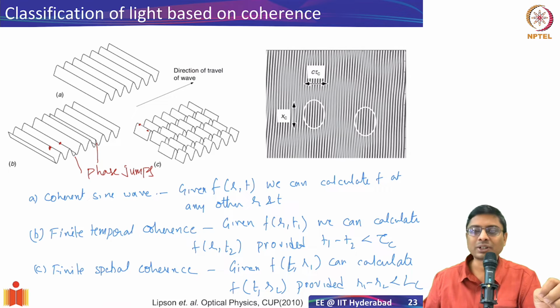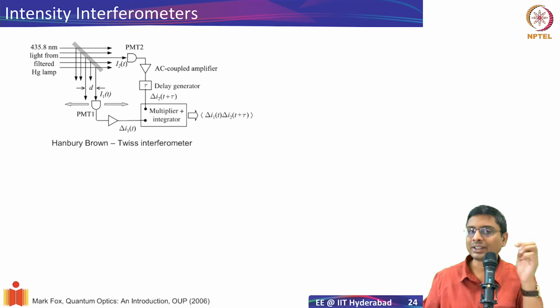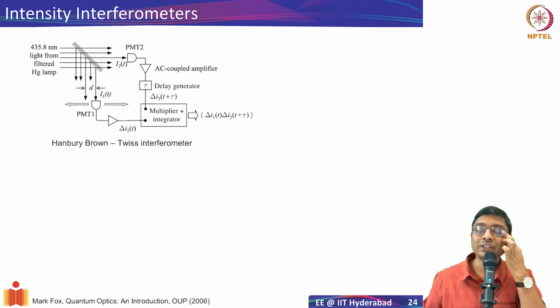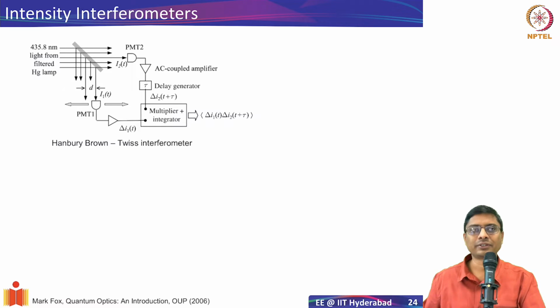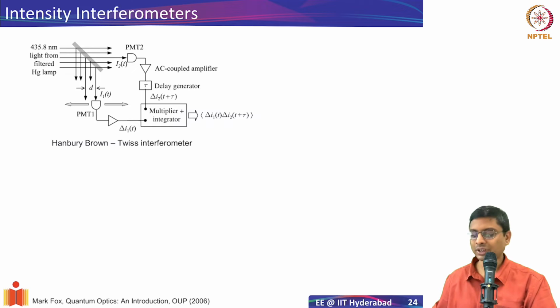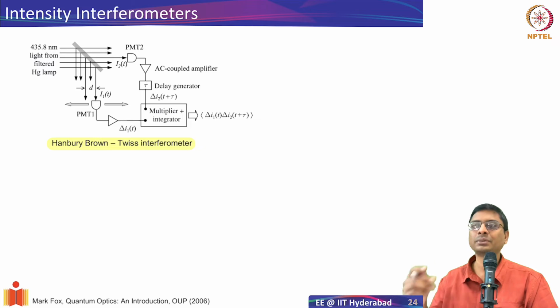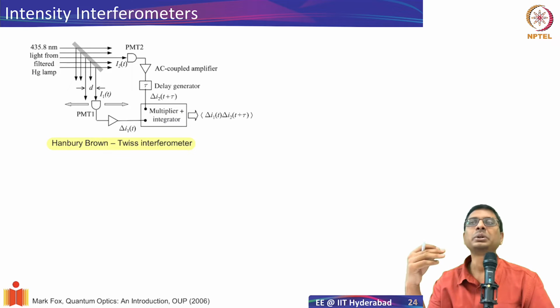And now in the context of this course, it is important because there is a very, very famous experiment, a very famous interferometer, which is called Hanbury Brown-Twiss. Hanbury Brown, I think, was one person and Twiss is a second person. Basically they looked at the Michelson interferometer and they tried to improve it.